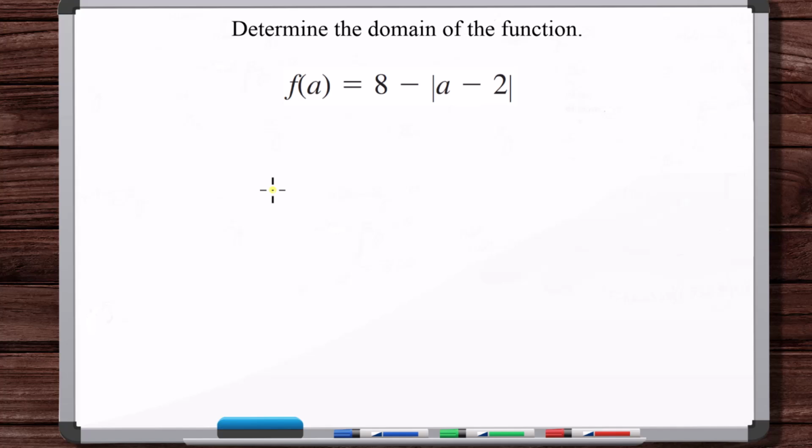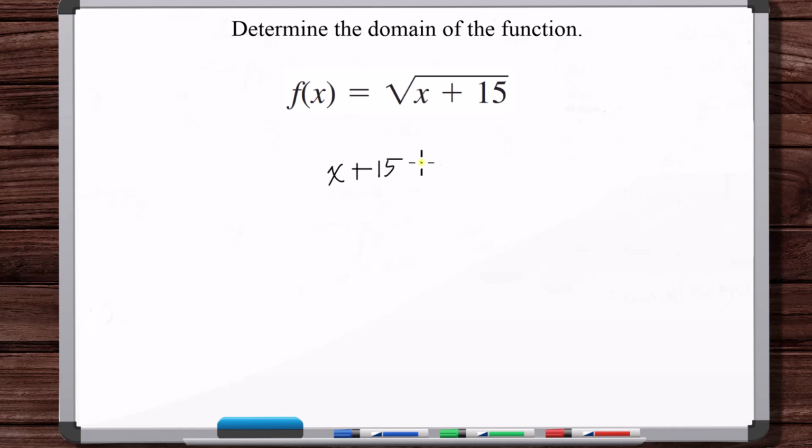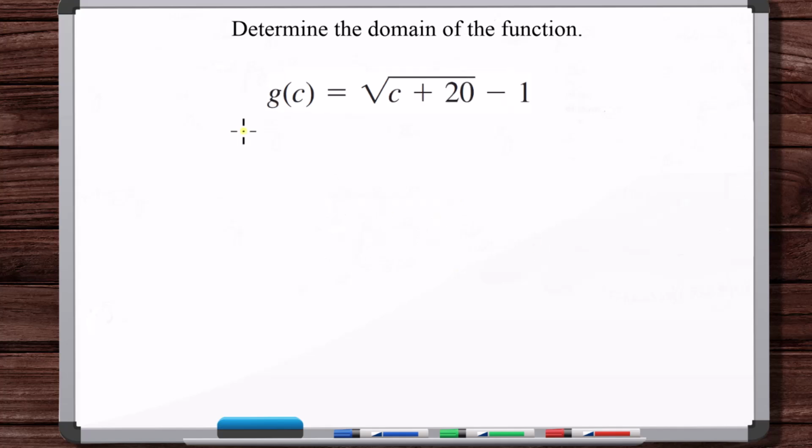Okay, you can input whatever you want here. There's no absolute values, no restrictions. Okay, here x plus 15 just needs to be greater than or equal to 0. You can have a 0 here. X plus 15 could be 0. So x needs to be greater than or equal to negative 15. Okay, here c plus 20 needs to be greater than or equal to 0. So c needs to be greater than or equal to negative 20.